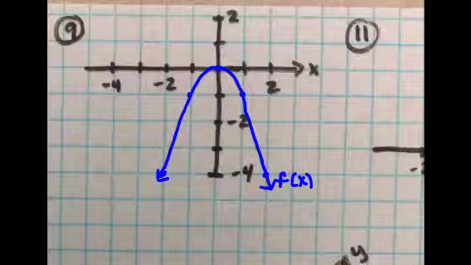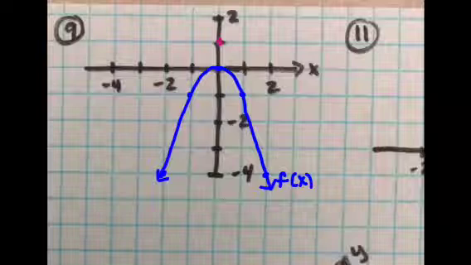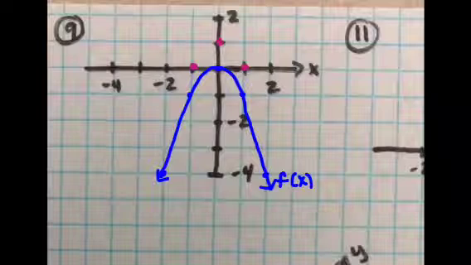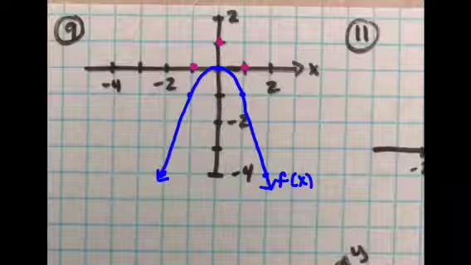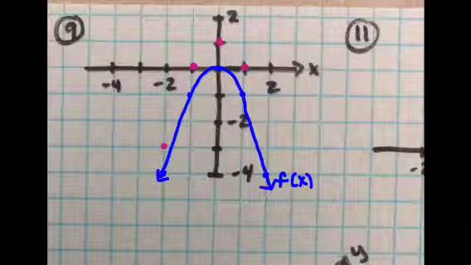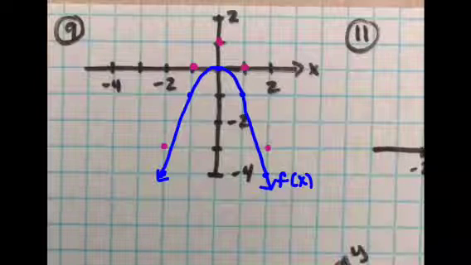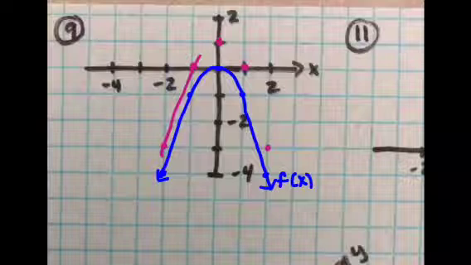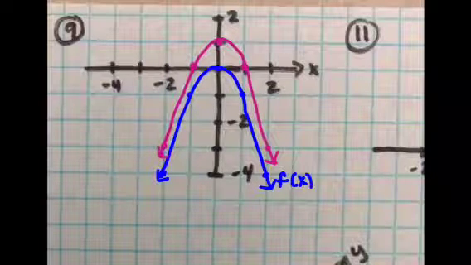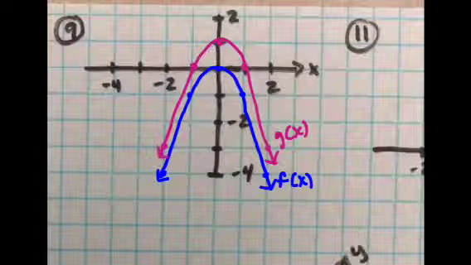So you're going to have 0, 0 is now 0, 1. And negative 1, negative 1 is now negative 1, 0. 1, negative 1 is now 1, 0. And negative 2, negative 4 is negative 2, negative 3. 2, negative 4 is 2, negative 3. So everything moved up 1 unit. So the graph would be something like this. And that's your g of x.